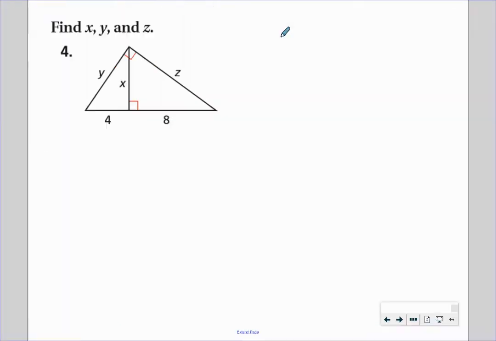Okay, now the reason that geometric mean is on this test is because we use it when we have the altitude of a triangle. So when we have the altitude of a right triangle, the altitude is x. And to find the altitude, what the altitude does, remember, is it splits the hypotenuse into two parts. And I called this one part y, and I called this one part z. And the reason I called it part y and part z is because those are the legs that they touch. Now together, the two parts make a whole.